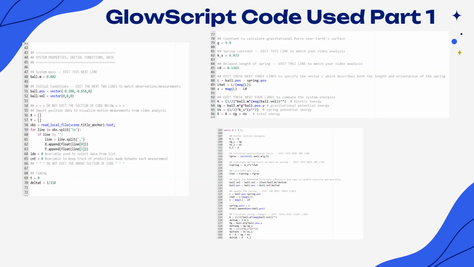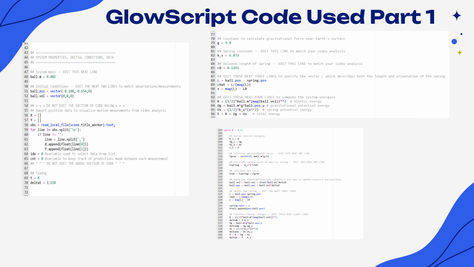And so this is the GlowScript code that we use, where we have the system properties and the initial conditions, where we change the mass of the ball, the position of the ball, and the velocity of the ball, as well as our t and our delta t. And then on the right at the top, we have the gravitational constant, the spring constant, as well as calculating L-hat and the displacement. And then we have our kinetic energy, our gravitational potential energy, our spring potential energy, and as well as the total energy.